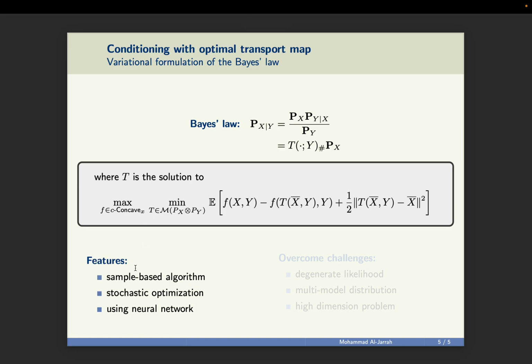One is that it's a sample-based algorithm, which only requires samples from the joint distribution, and we can use stochastic optimization to solve for these f and T functions, and we can use neural networks to represent the class of functions f and T. These features will allow us to overcome some challenges, like the degenerate likelihood case we saw earlier, and to represent multimodal distributions and solve high-dimensional problems.